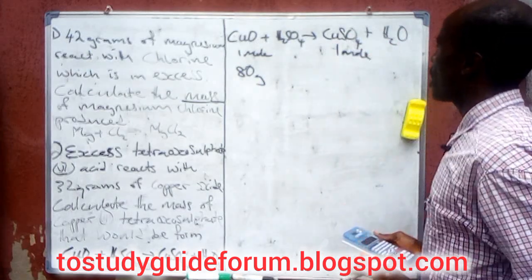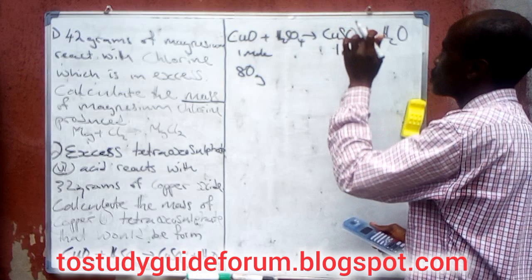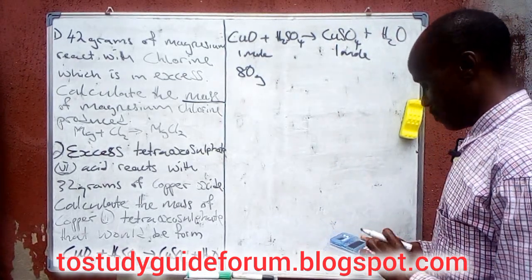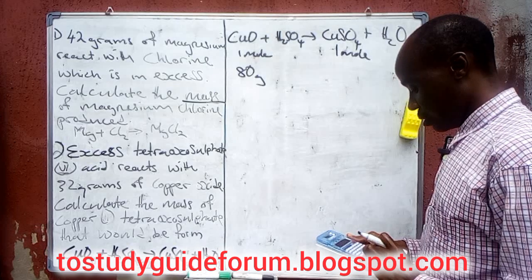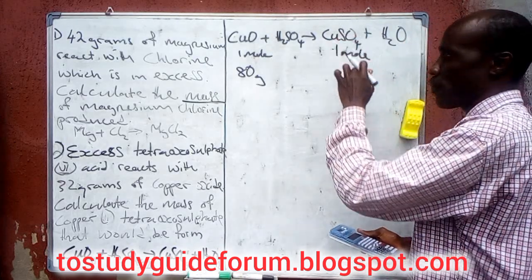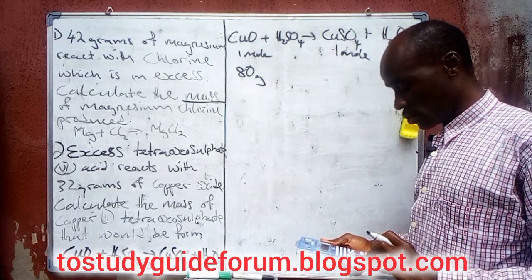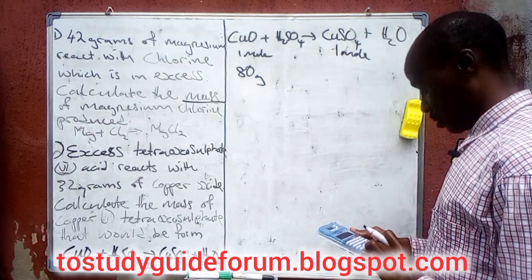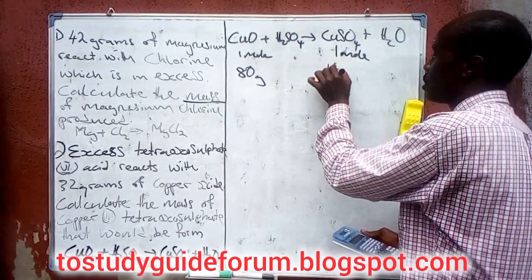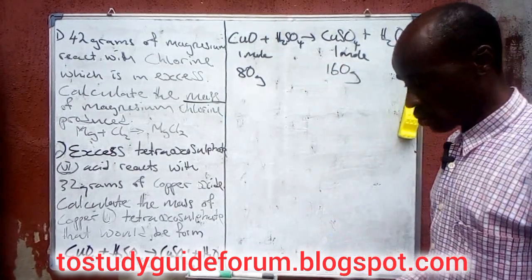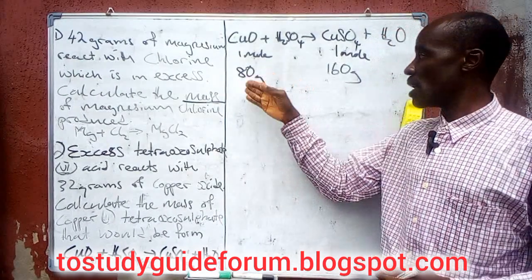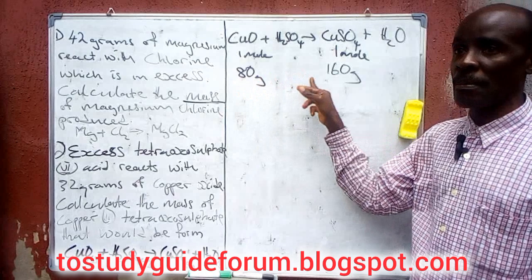Now, in this case here, we have 16 oxygen multiplied by 4. We have 64 plus sulfur, which is 32, plus 32, and then plus 64 again. What we have for the mass of copper sulfate produced is what? 160 grams. So this is what we have from this chemical equation. From it, we've been able to find out the moles relationship and the mass relationship.